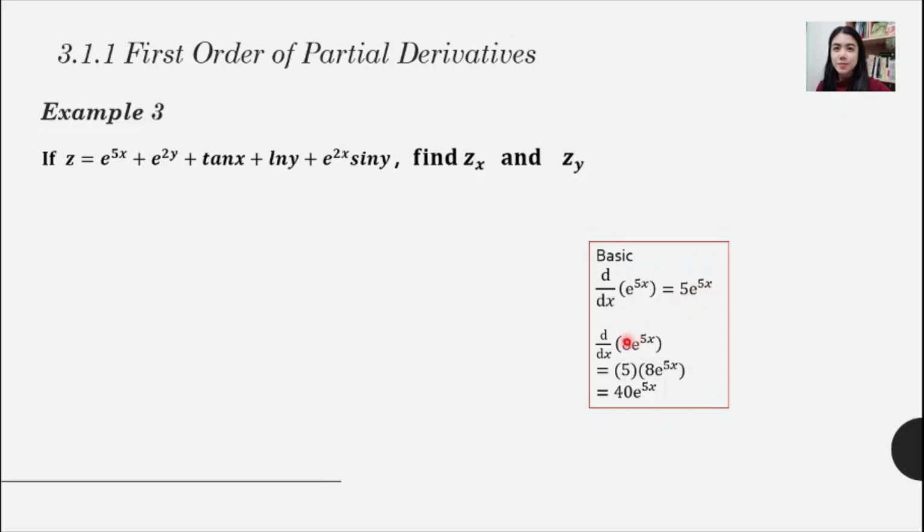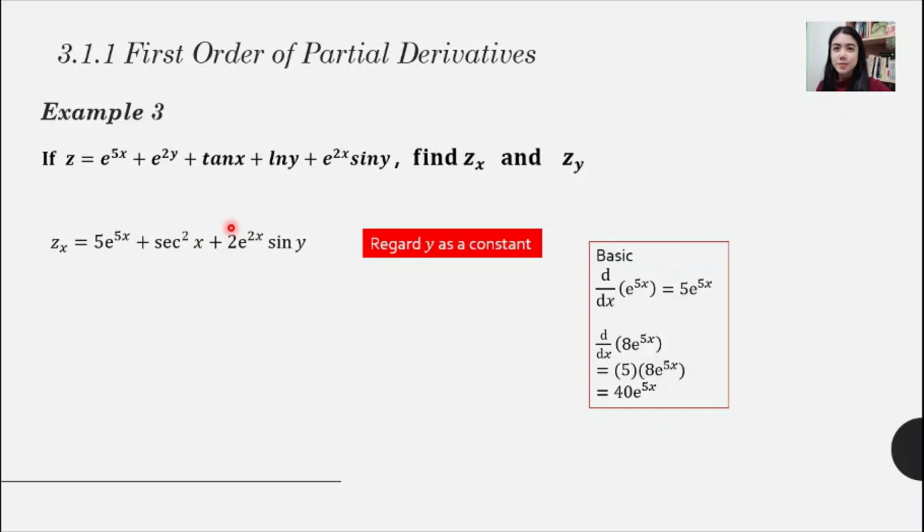And what happens if we have a constant in front of it? Okay, we're going to do the same thing. We differentiate on the power only. So you have 5x, you differentiate 5x, you have 5. Put the 5 in front, and copy back whatever you have, including the constant and the exponent. Simplify it, 5 multiplied with 8, you have 40. So 40e to the power of 5x. Okay, so we're going to use the same concept in order to solve this example.